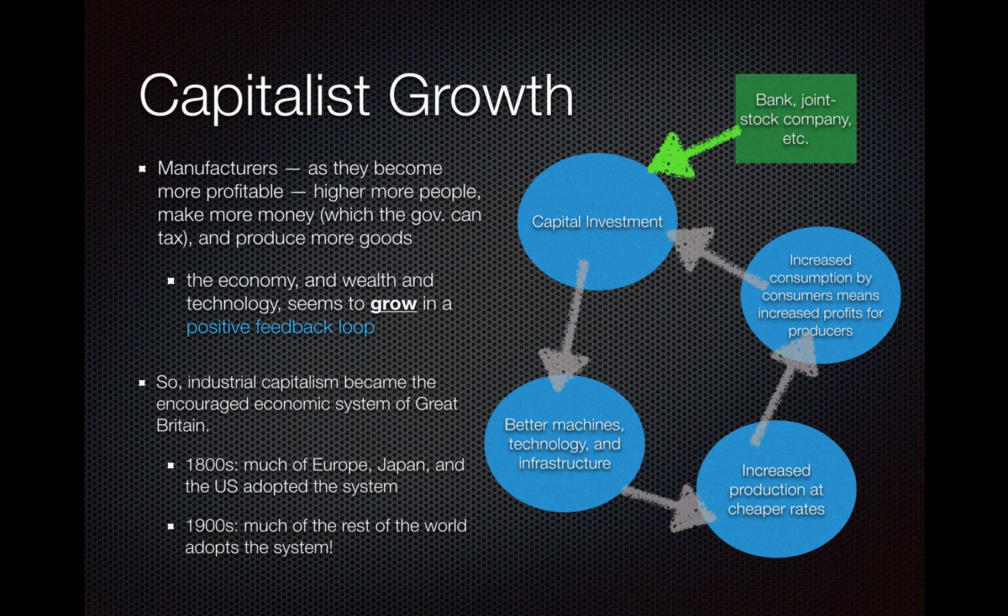The green box is the initial money that's used by a company. That money becomes a capital investment, or a bunch of money that's used to invest in things that will make production better, like better machines, better technology, better infrastructure. That allows the company to produce more cheaply. That leads to more profits. And then that's going to lead to more investment, which they can use to make even better machines, better technology. So once you have money, you're able to make money more easily.